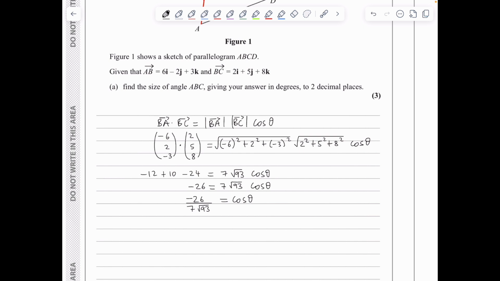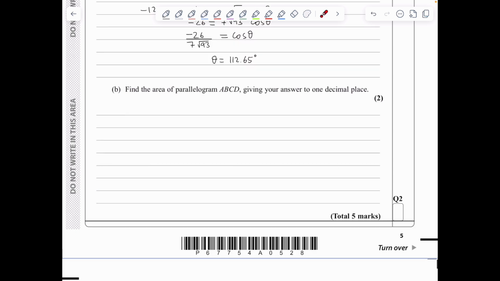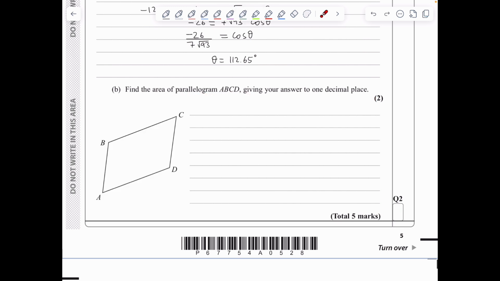If we do shift cos of the left-hand side and we are in degree mode, we get an answer of 112.65 degrees. In part B, we need to find the area of the parallelogram ABCD, giving our answer to 1 decimal place. So this is the parallelogram. Let me add the information we have found up to now.